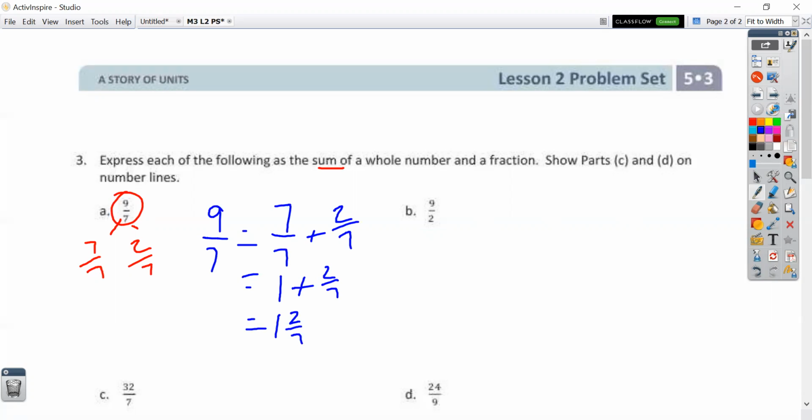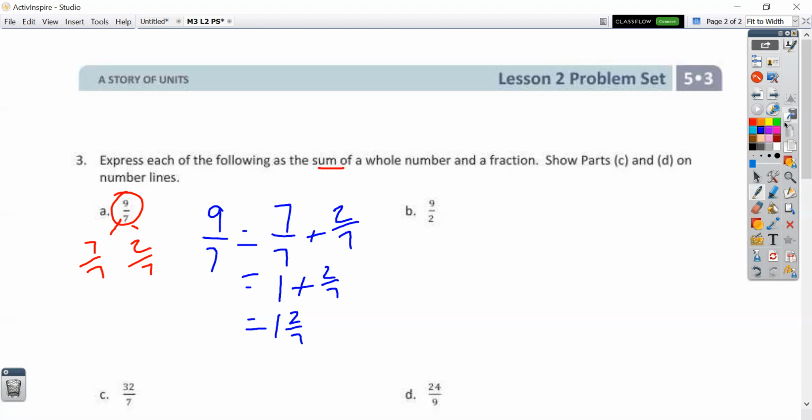So you're just breaking it apart. You're taking apart the whole, showing it as the whole plus the part, renaming the fraction as the whole number. So now we got 1 plus 2 7s. And then you're just putting those pieces together, and you show 1 and 2 7s.